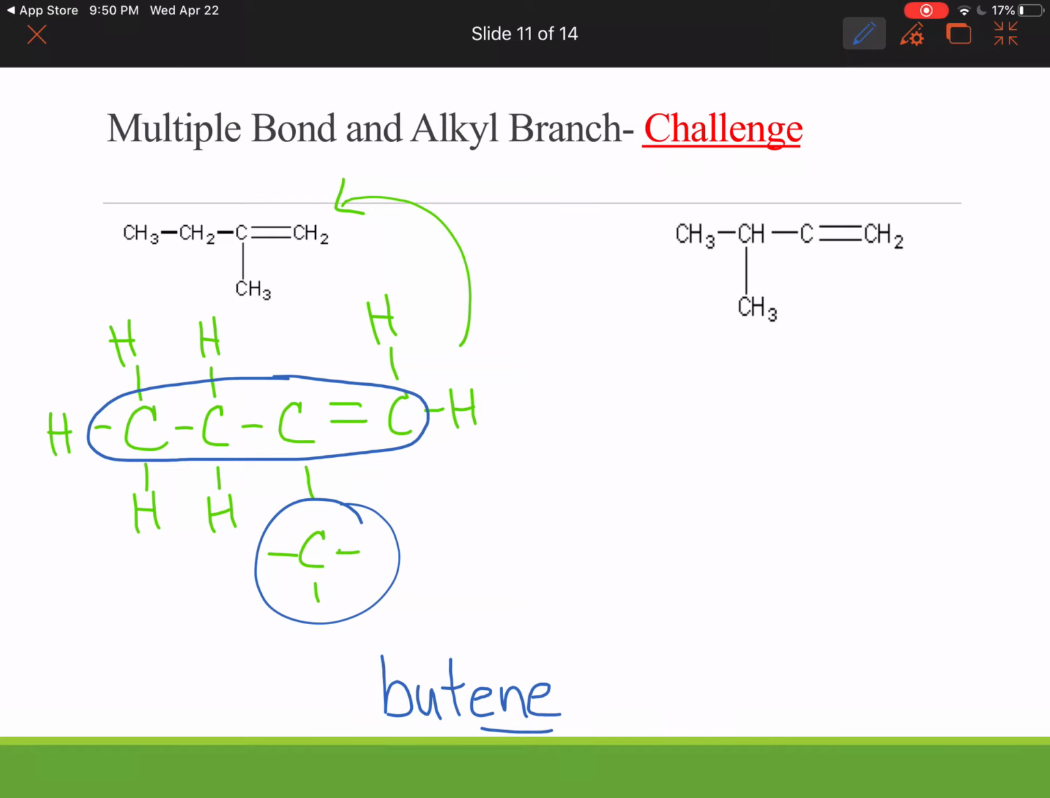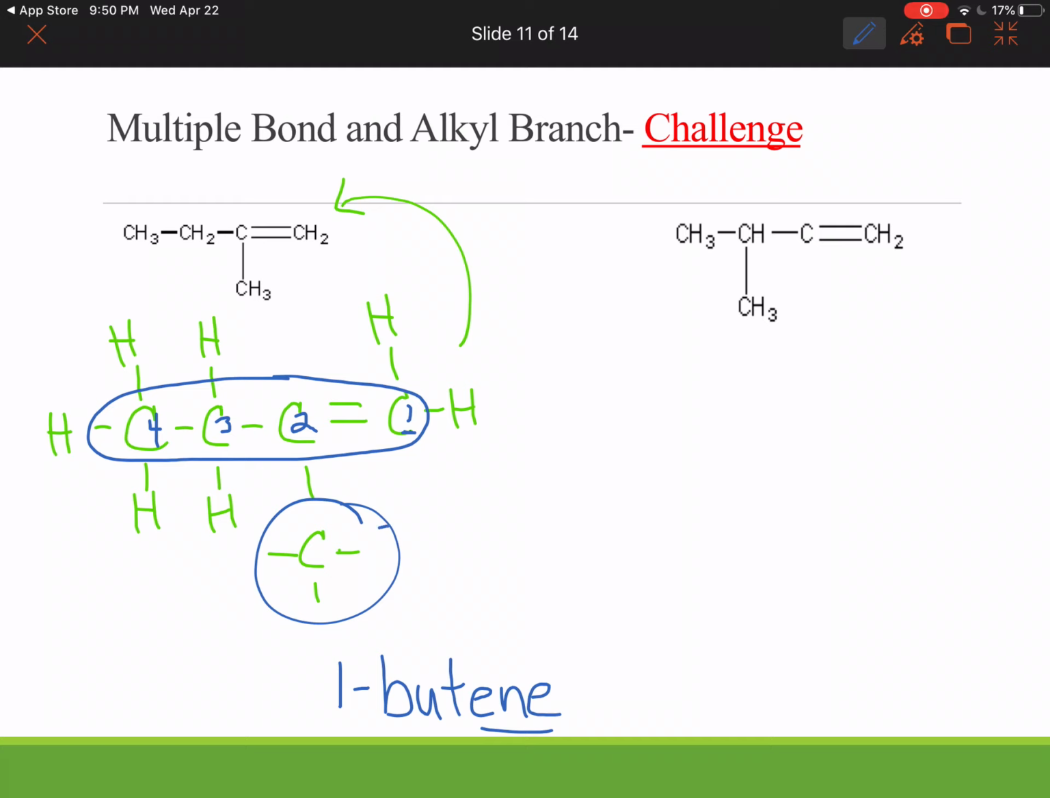So where is that double bond? Because remember, we can give numbers for double bonds. So the double bond, instead of counting from left to right, we're going to count from right to left. Okay, why? Because that's going to give us the smallest number. It's going to give us a 1. On carbon 1, there is a double bond in the butene. So we say 1-butene.